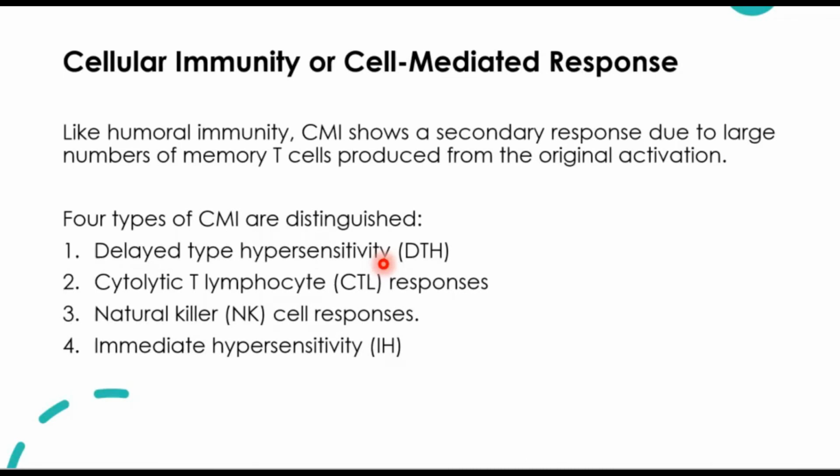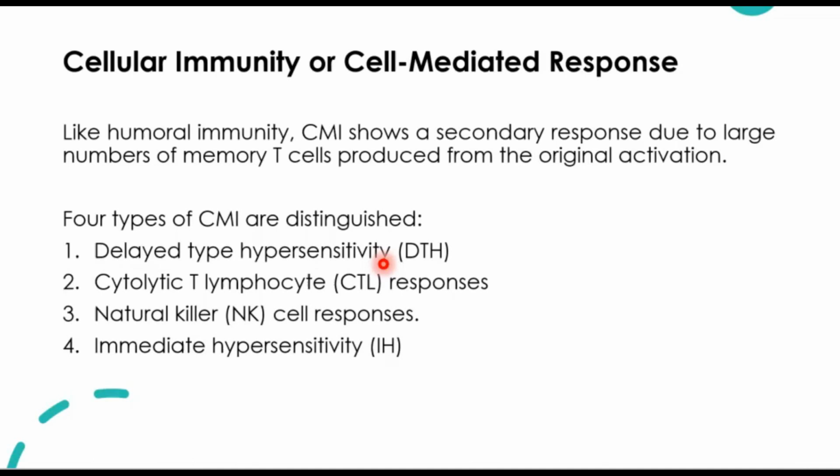This type of immunity is effective against cells infected with viruses, intracellular bacteria, fungi, protozoans, and cancerous cells. It also mediates transplant rejections. Here, there are 4 types of cellular immunity: delayed type hypersensitivity, cytolytic T lymphocyte, natural killer cell responses, and immediate hypersensitivity.